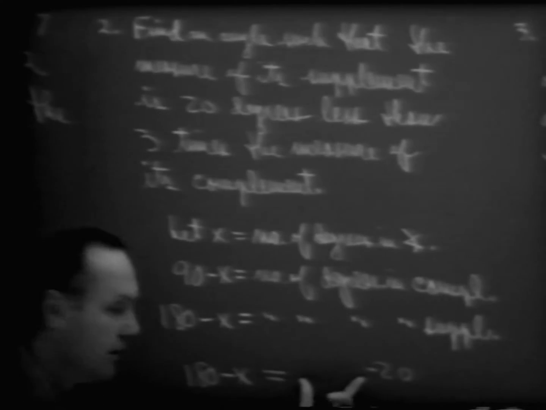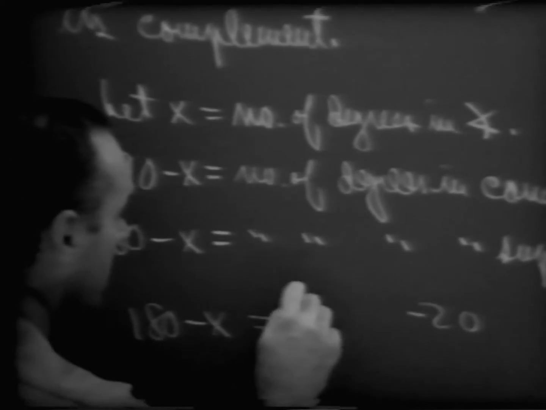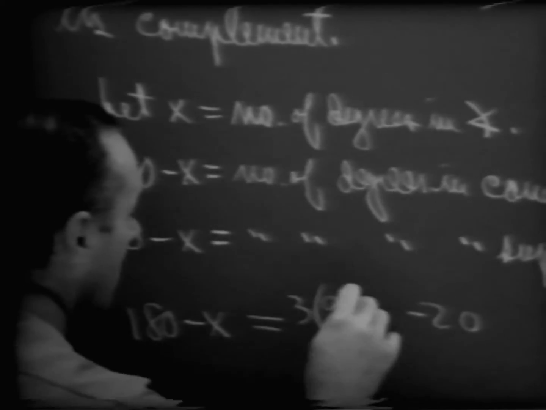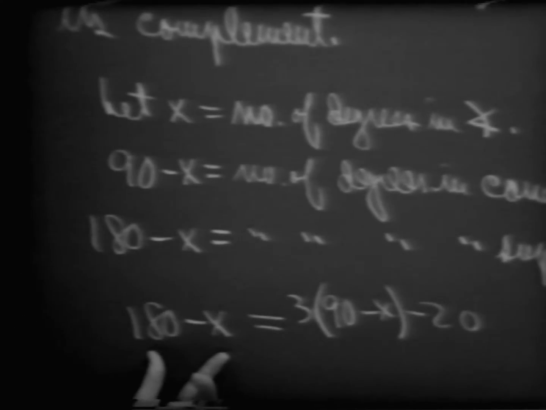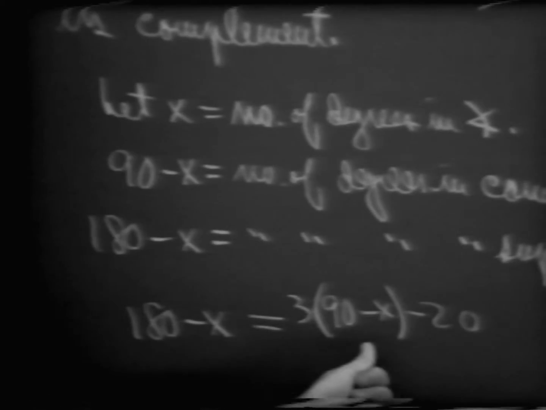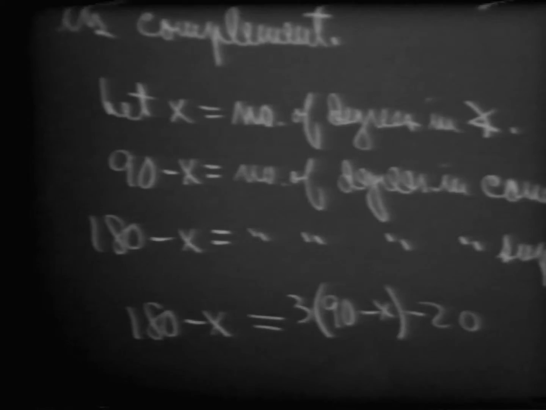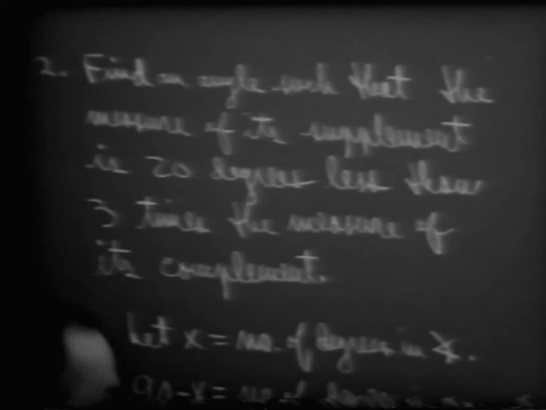So what then are we going to write in here, Kirby? 3 times 90 minus 3 times, parentheses, 90 minus x. Is that right? All right, so Steve, the measure of its supplement is 20 degrees less than 3 times its complement. Brenda? Shouldn't you add that 20? I don't know. Let's check. Find an angle such that the measure of its supplement is 20 degrees less than 3 times its complement.